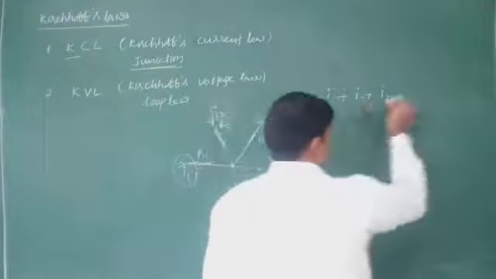BCDB loop. For this loop, if you apply KVL, not KCL, KVL, observe here. Current is moving in this direction, which means compared to C, B must be at a higher potential. So current is passing from the higher potential to the lower potential, so potential drops. That's why across this one we kept the negative sign: minus I3 into Q.